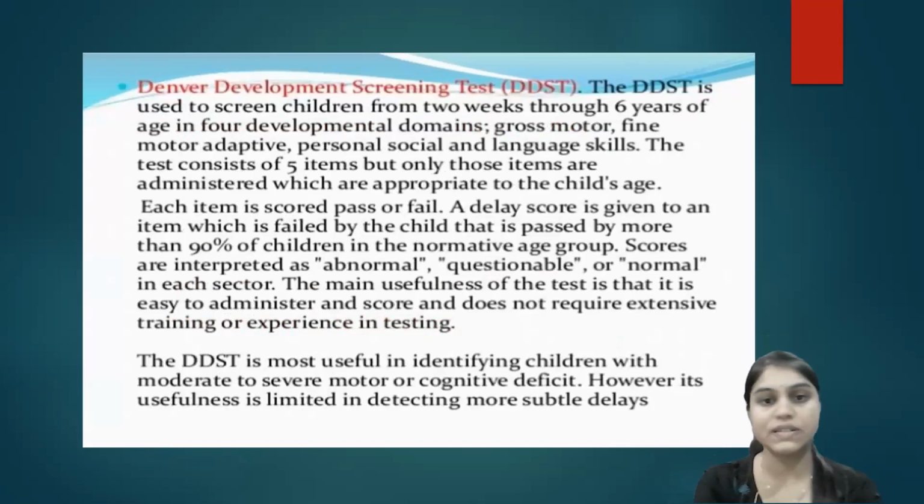Denver Developmental Screening Test, DDST. The DDST is used to screen children from 2 weeks to 6 years of age in 4 developmental domains: gross motor, fine motor adaptive, personal social, and language skills. The test consists of 105 items, but only those items are administered which are appropriate to the child's age. Each item is scored pass or fail.